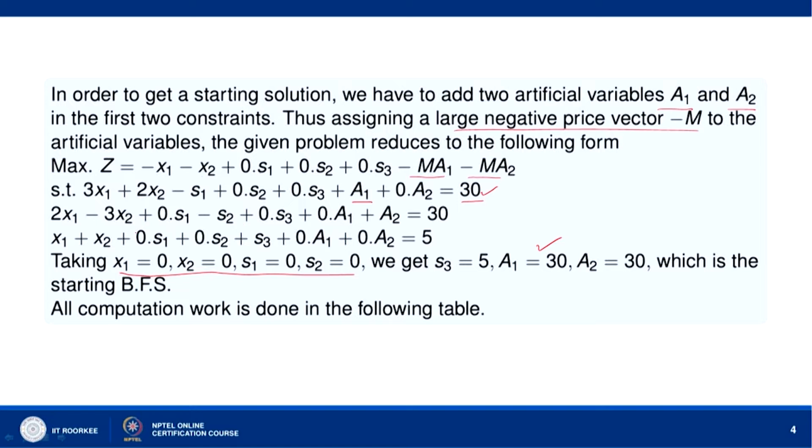Second equation gives us what? We get from the second equation, with x1, x2, s1, s2 zero, a2 equal to 30. Okay. And the third equation, with x1, x2, s1, s2 zero, gives s3 equal to 5. So, thus we see that x1, x2, s1, s2, s3, a1, a2 are all non-negative, and therefore, it can be taken as a starting basic feasible solution.